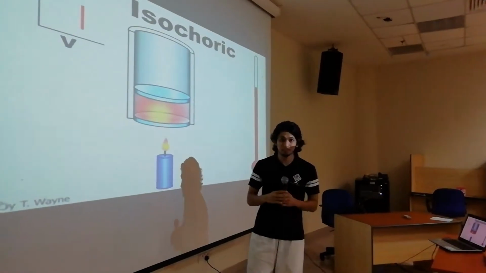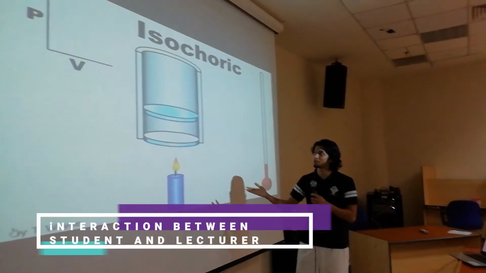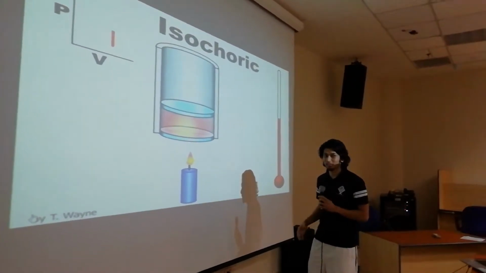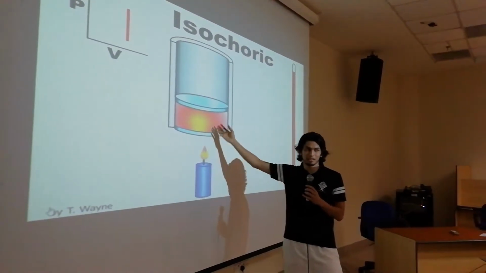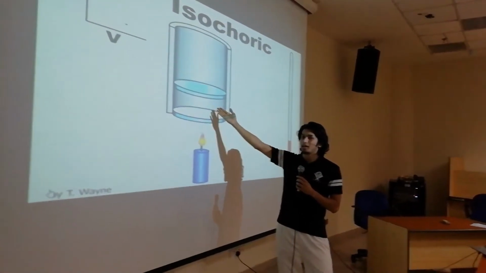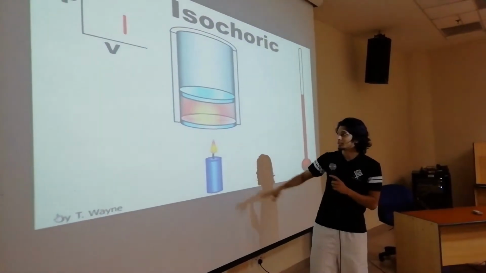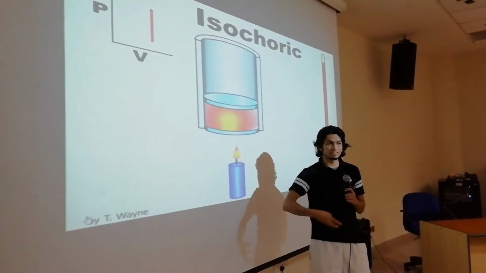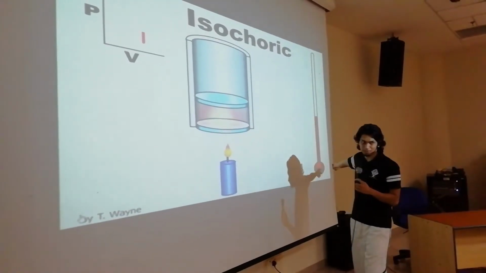Now we jump to this slide, the figure of the isochoric process, in which the temperature will increase and the volume will remain constant. As we can see, the cylinder didn't move a bit. This color represents the pressure, which increases while the temperature is increased.